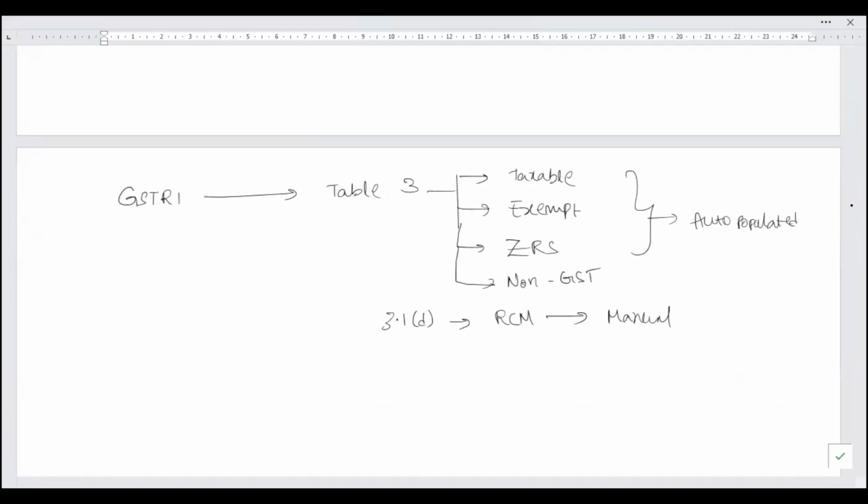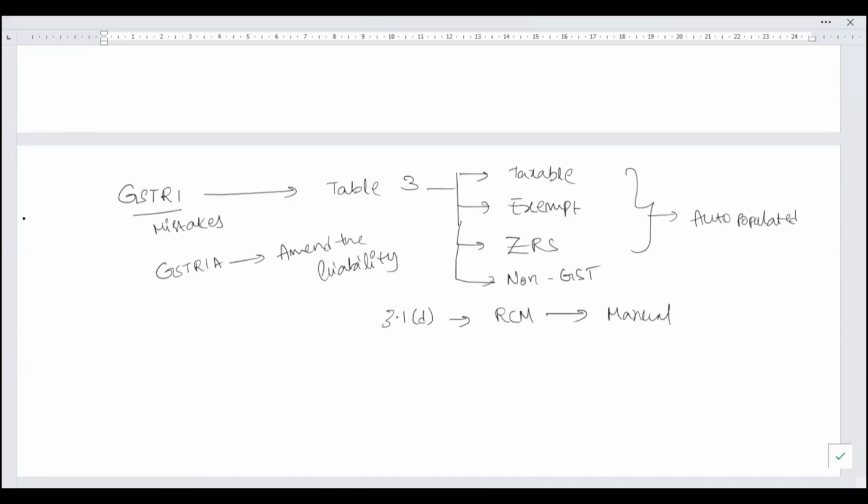Now, in case any mistakes happen in GSTR1 where my liability is not properly captured, I use GSTR1A to amend the liability. To amend my GSTR liability, I use GSTR1A, where 3B gets corrected to that extent. Correct now? So taxable, exempt, zero rated, all that I'll bring over here.